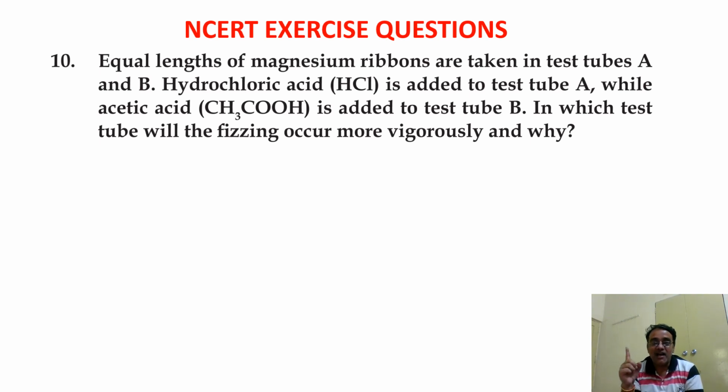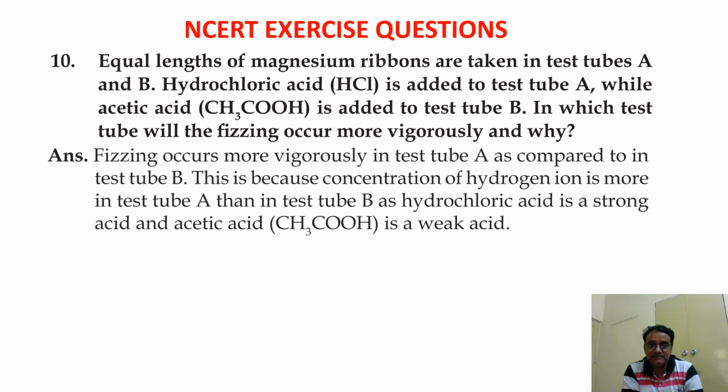As hydrochloric acid is a strong acid and acetic acid is a weak acid, so definitely in a strong acid the concentration of hydrogen ions is more. That is why fizzing occurs more vigorously in test tube A. So this is the answer. You can go through the answer.